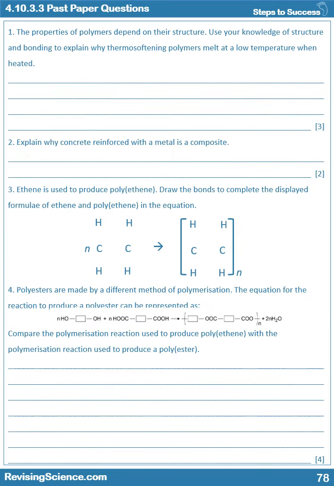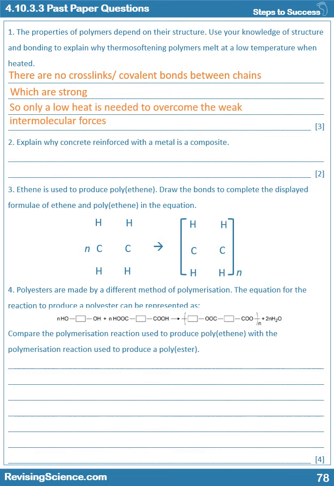These questions are about polymers. Question number 1. The properties of polymers depend on their structure. Use your knowledge of structure and bonding to explain why thermosoftening polymers melt at a lower temperature when heated. Thermosoftening polymers do not have crosslinks or covalent bonds between the chains. These bonds are strong, holding the chains together, and therefore due to the lack of them, only a low heat is needed to overcome the weak intermolecular forces.